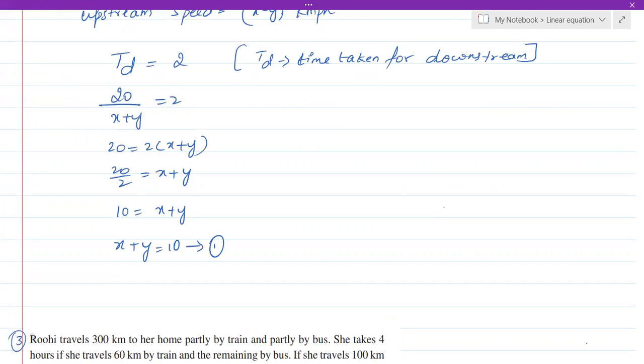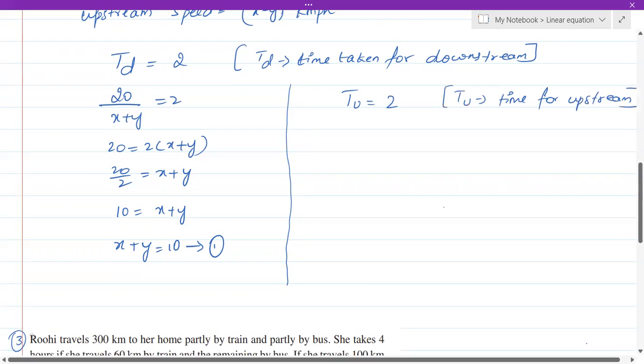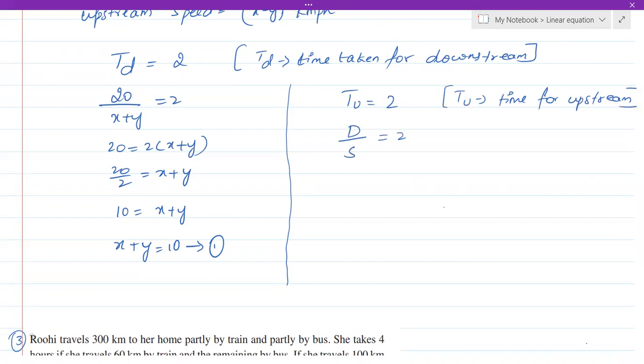Now, similarly, if you observe, they have given us the time for the upstream. TU is the time for the upstream, that is also 2 hours. How do we calculate time? Distance by speed, that is equal to 2. What is the distance? Distance is 4 kilometer, and upstream speed is x minus y.